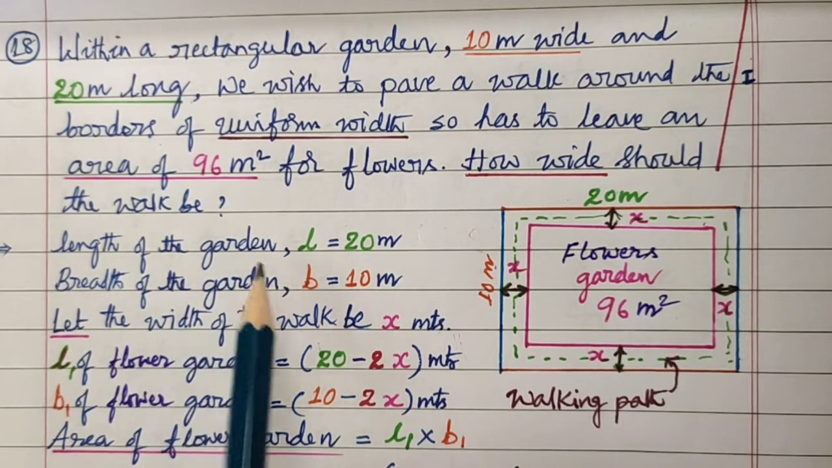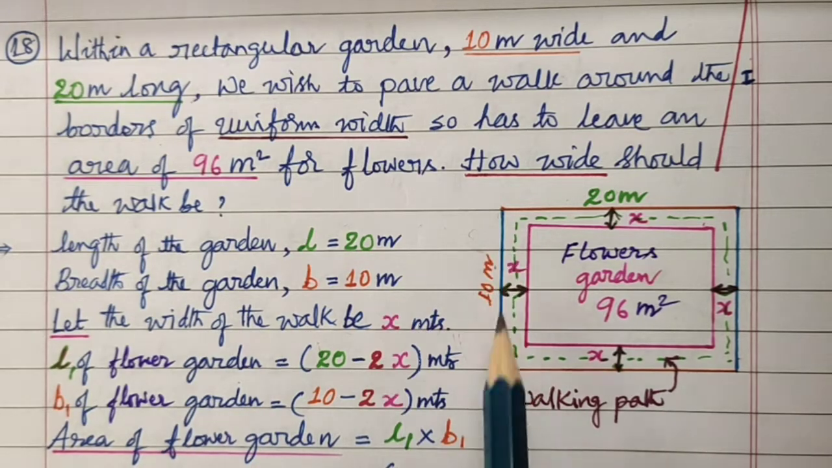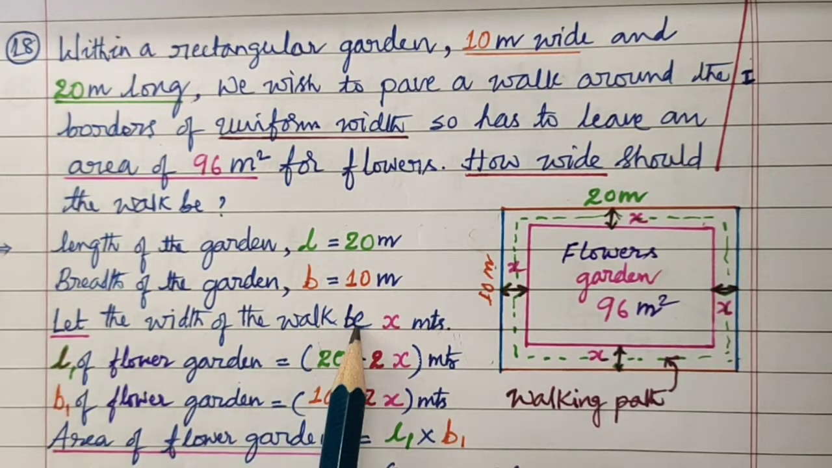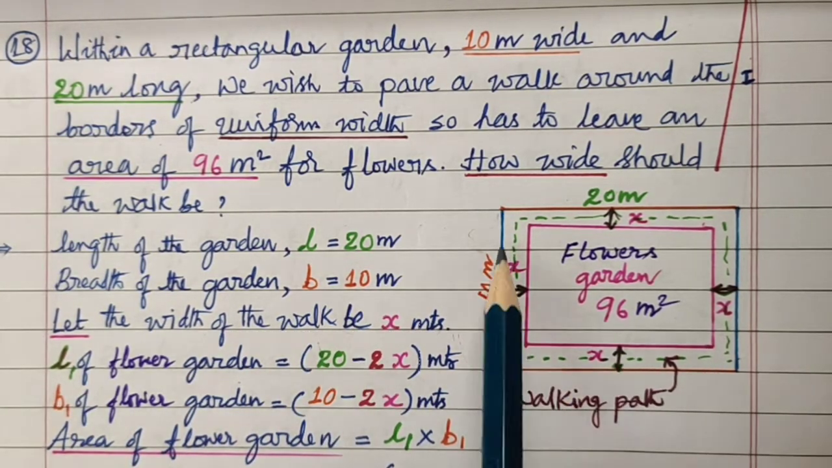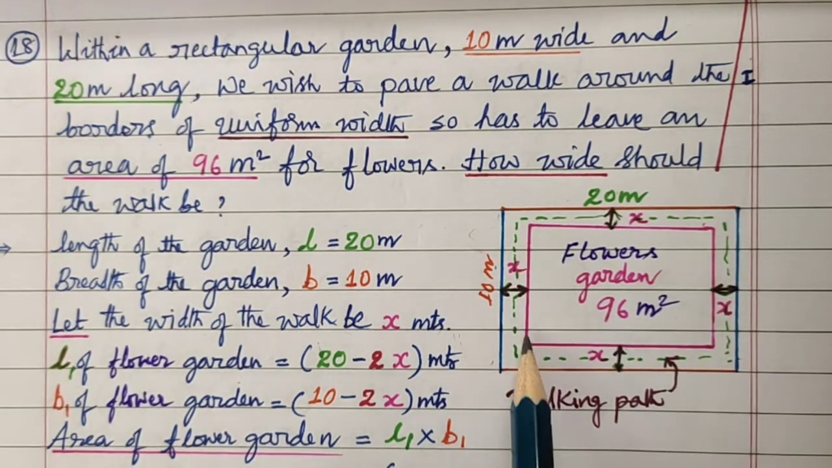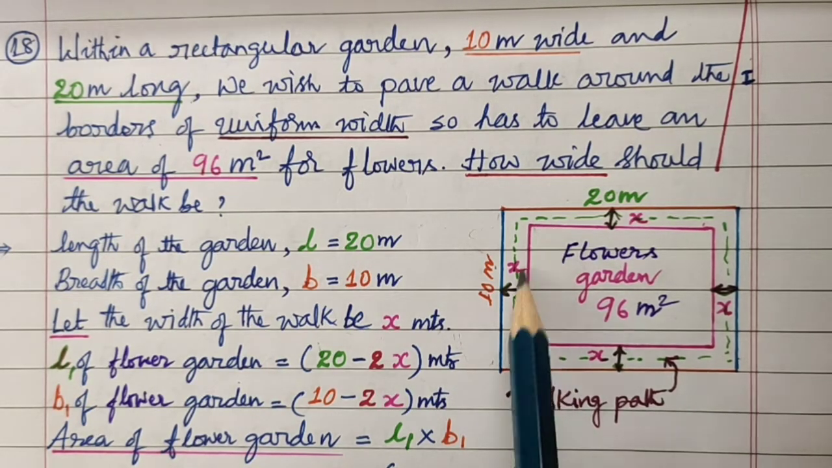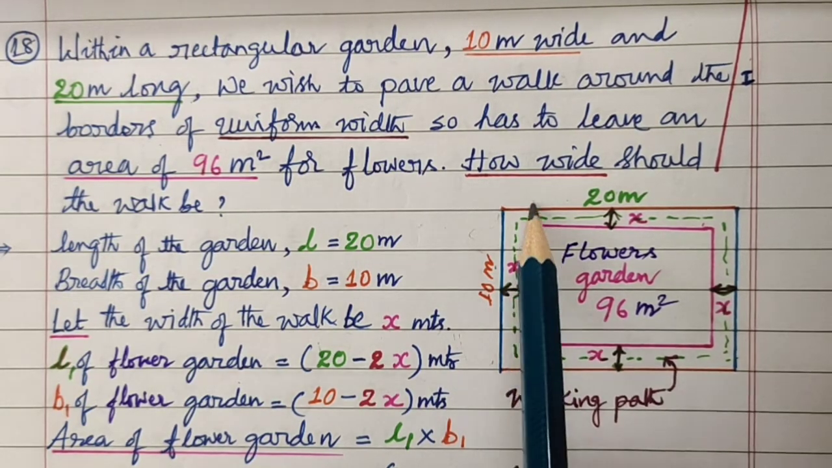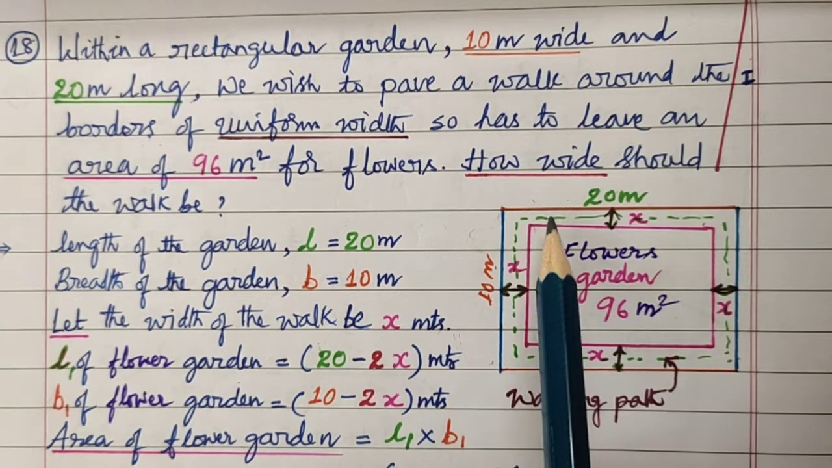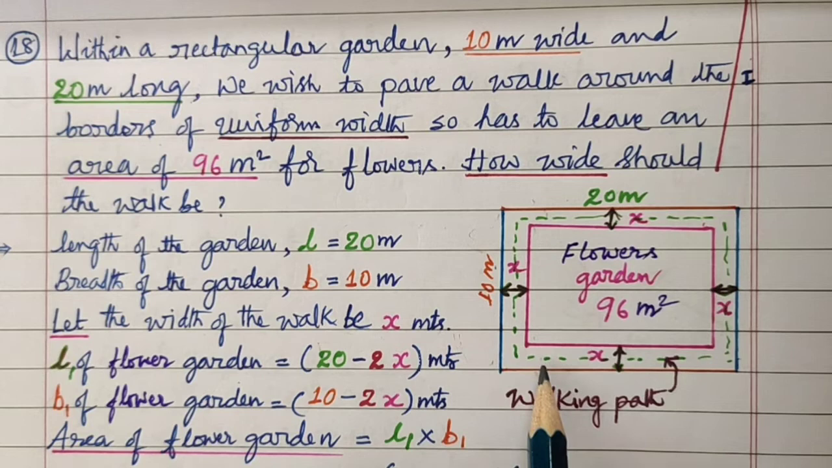The length of the garden is 20 meters. The breadth of the garden B is equal to 10 meters. Let the width of the walk path be x. We need to find out x. Then this length is going to be the total length minus these two, x plus x.